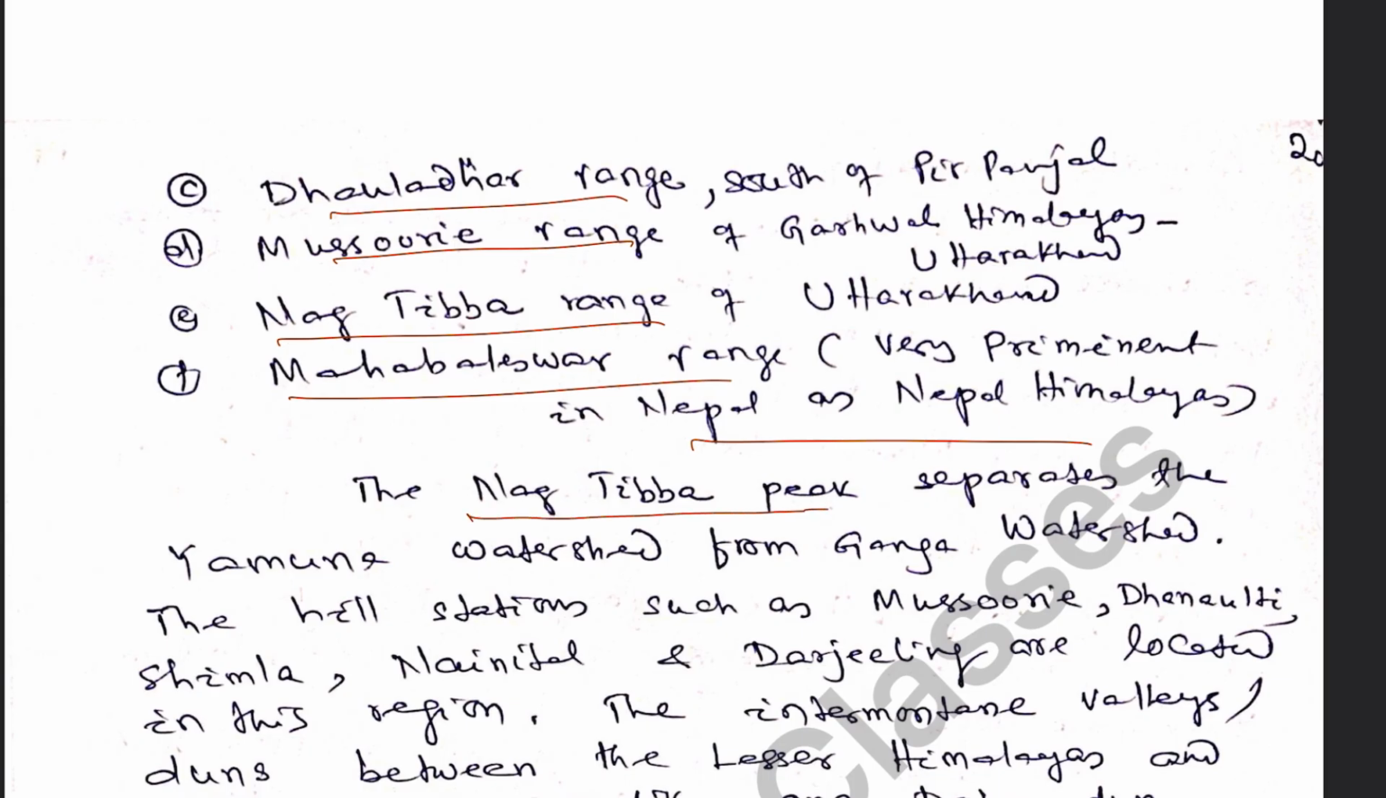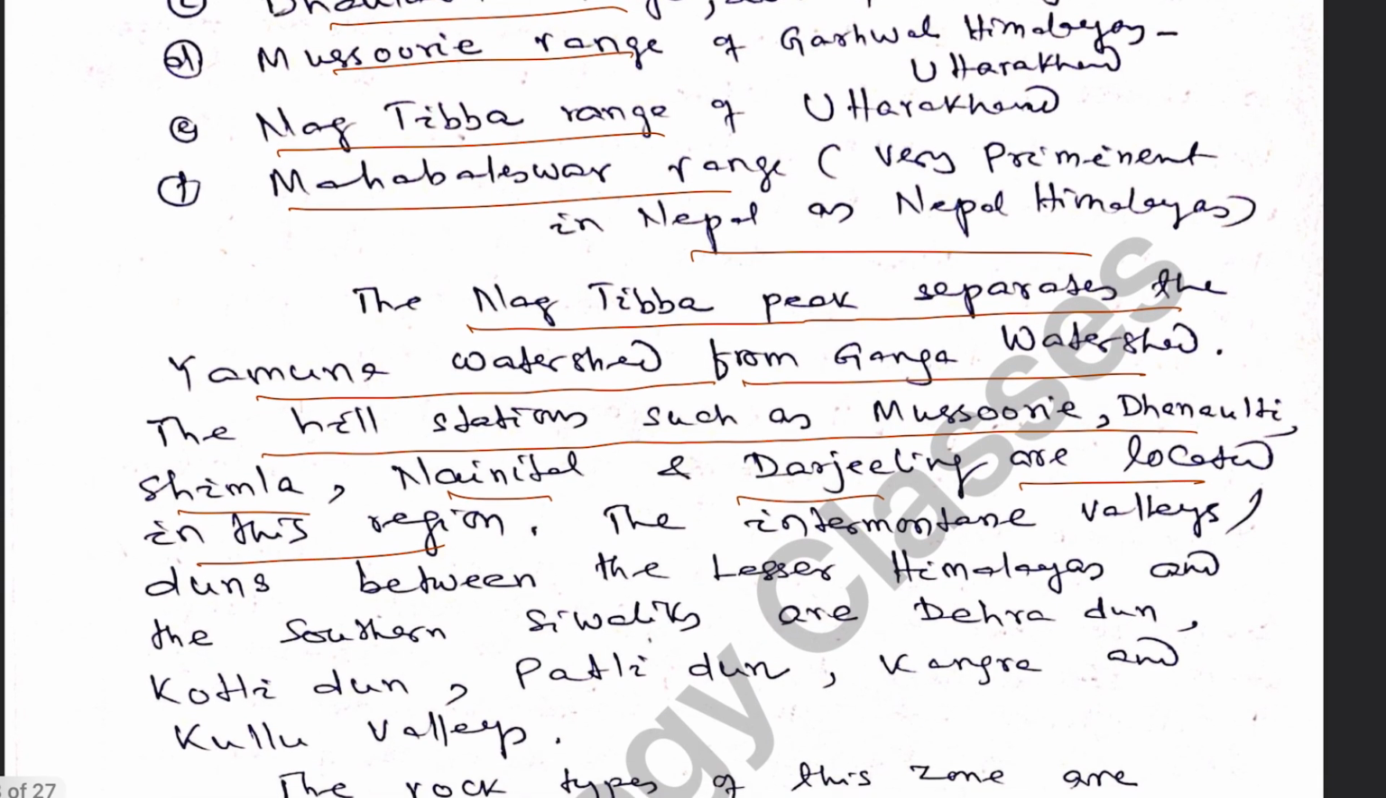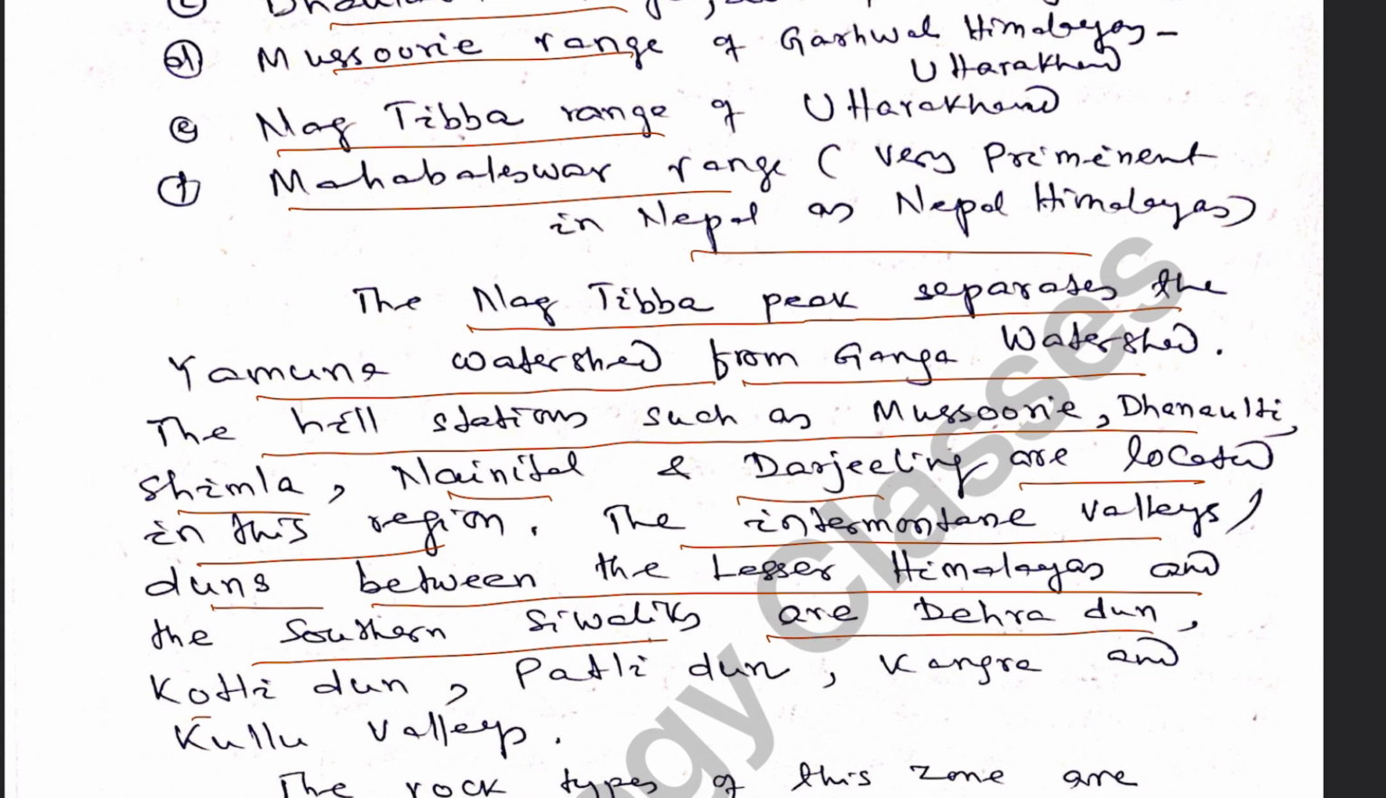The Nagtibba peak separates the Jamuna watershed from the Ganga watershed. The hill stations such as Mussoorie, Dhanaulti, Shimla, Nainital, Darjeeling are all located in this Lesser Himalayan zone. The intermittent valleys or duns between the Lesser Himalayas and the southern Shivaliks are Dehradun, Kotli Dun, Patli Dun, and the Kangra and Kullu valleys. These are the planar lands that occur within the hill ranges, hill masses.